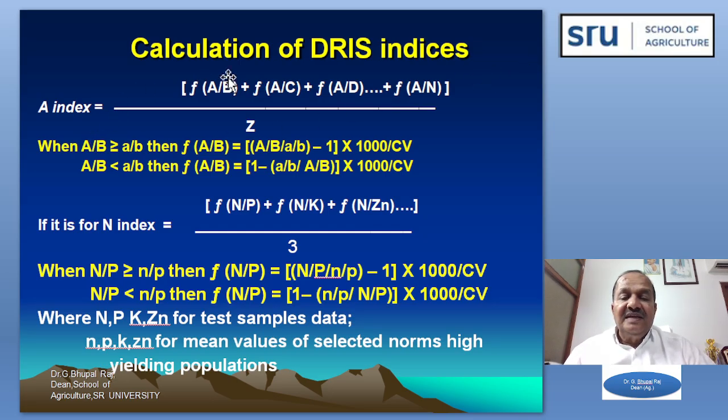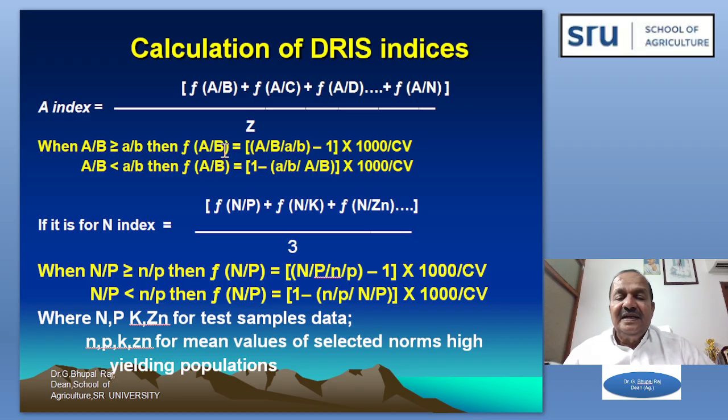Capital A by B is the test value, and small a by b is the reference value. Small a by b is nothing but the DRIS norm. In the earlier slides, we showed the mean values of the high yielding population for the selected expression; that is called the reference value, the DRIS norm, small a by b. So capital A by B is the test value sample. If the test value ratio A by B is more than or equal to small a by b, then we have to use this formula.